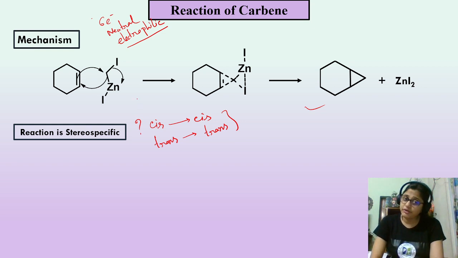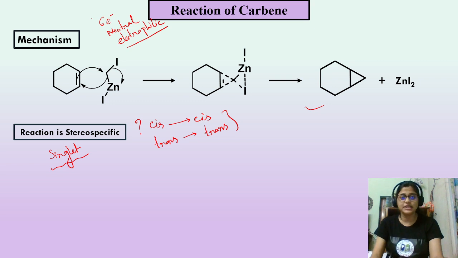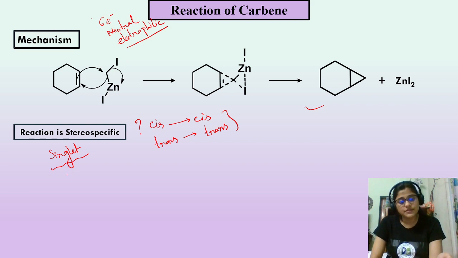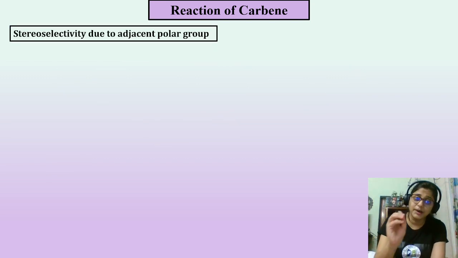I previously told you that in this reaction, singlet carbene will form. And in the first slide, and in the previous lecture, if you watch that video, you will know that for the case of singlet, the reaction is stereospecific. So that's why it is written that the Simon-Smith reaction is stereospecific in nature. But there is a but.